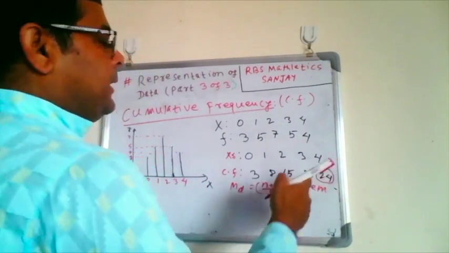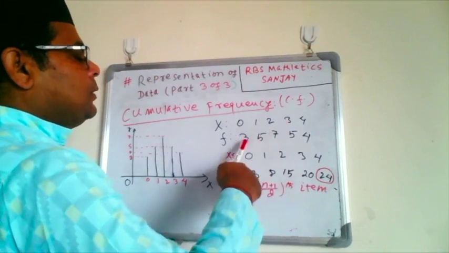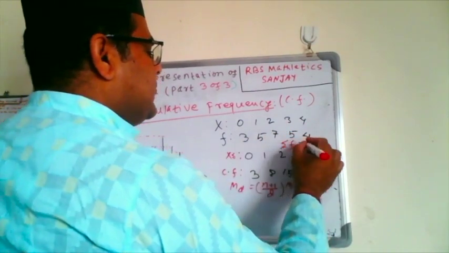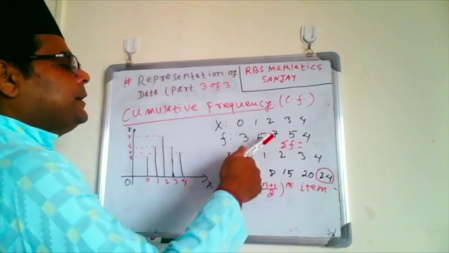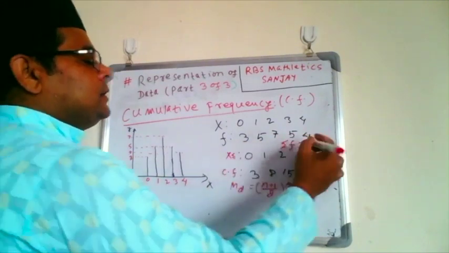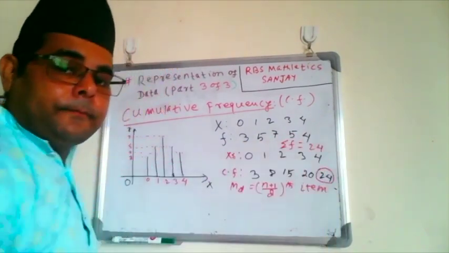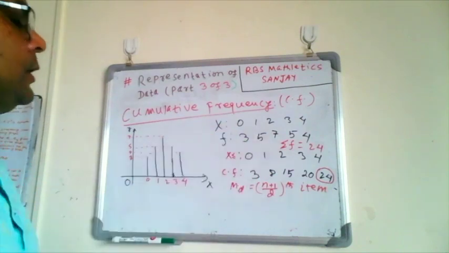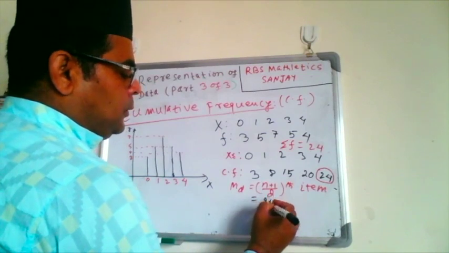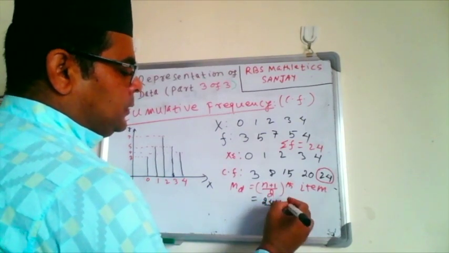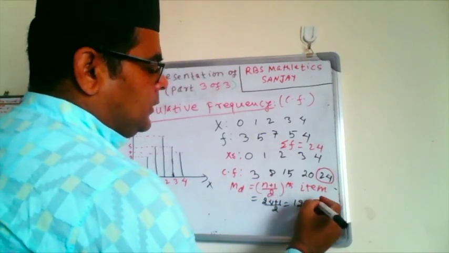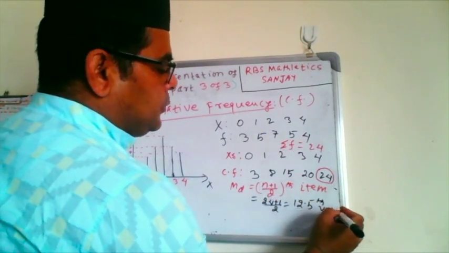The last CF value will be the value of n, or otherwise if you add this together, that will also give you the summation of f, and that summation of f you can write as 7 plus 3 is 10, 5 plus 5 another 10, and then 4, this is 24. Alright, so the value of n is here 24. So in that case you have n as 24, plus 1 divided by 2, that is 25 divided by 2, that means the 12.5th value or item you can write.